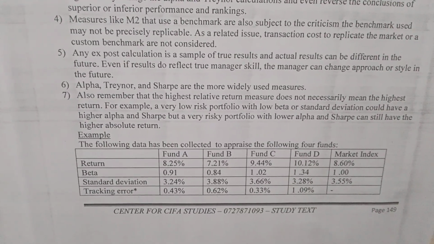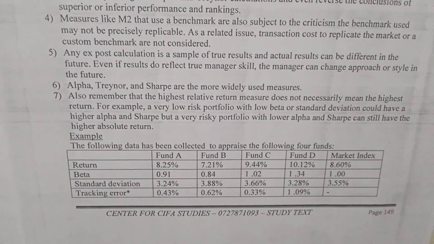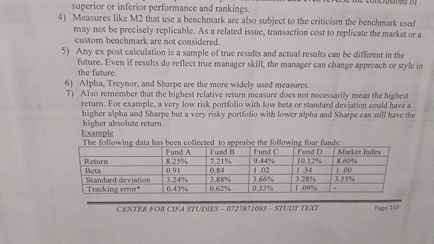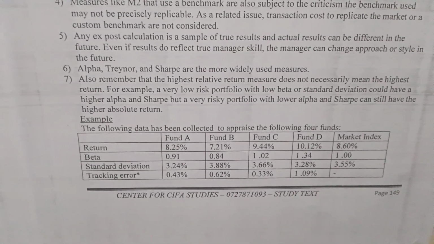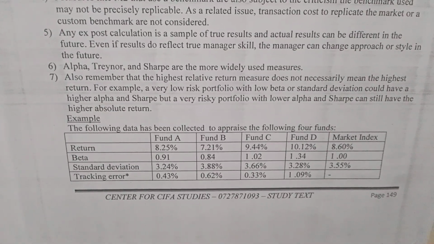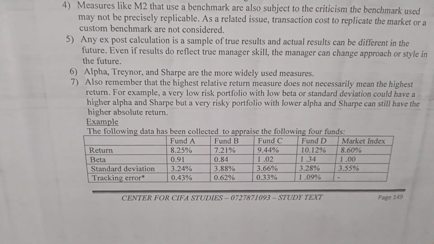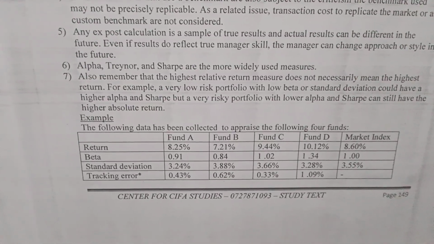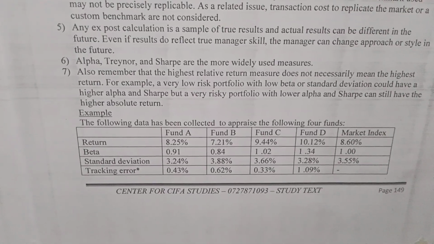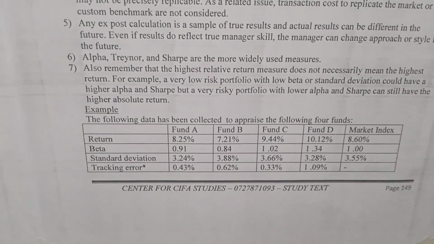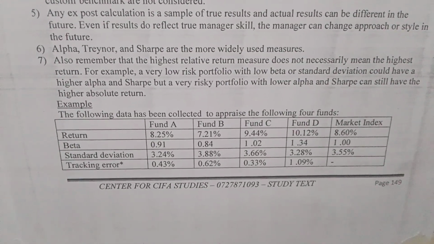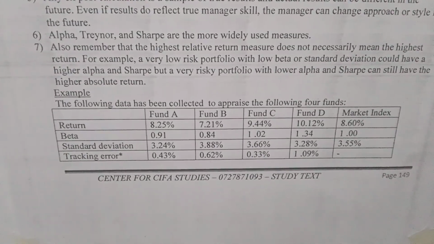Even if results do reflect true manager skill, the manager can change approach or style in the future. Alpha, Treynor's, and Sharpe's are the more widely used measures. And lastly, remember that the highest relative return measure does not necessarily mean the highest return. For example, a very low risk portfolio with low beta or standard deviation could have a higher alpha and Sharpe, but a very risky portfolio with lower alpha and Sharpe can still have the higher absolute return.